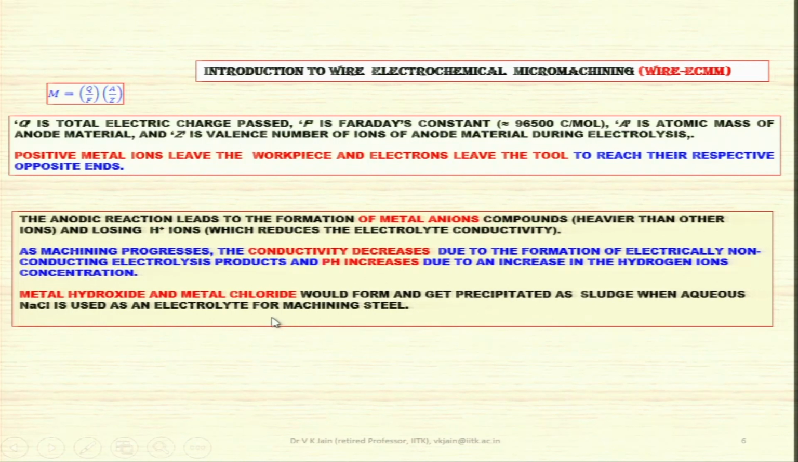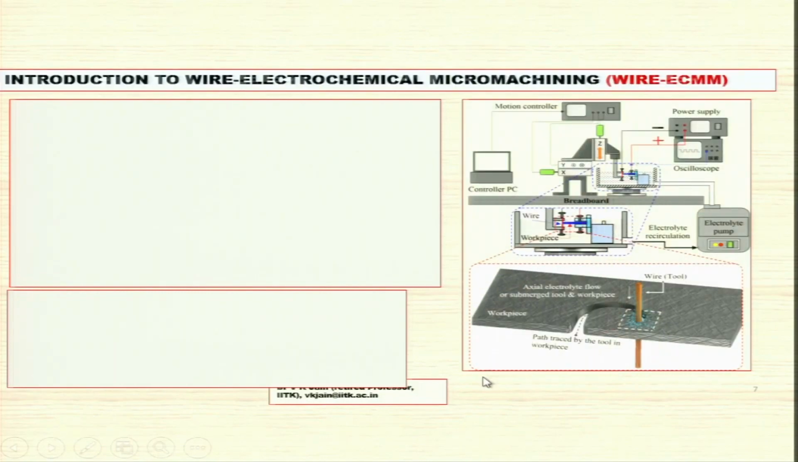So I am specifically mentioning steel. Now you have to use different electrolytes for different materials. You can see here the ECMM setup, where the motion controller is here, the power supply is here, and the PC for controlling the system is here. You can also see the oscilloscope, where you can monitor the electric pulse shape.